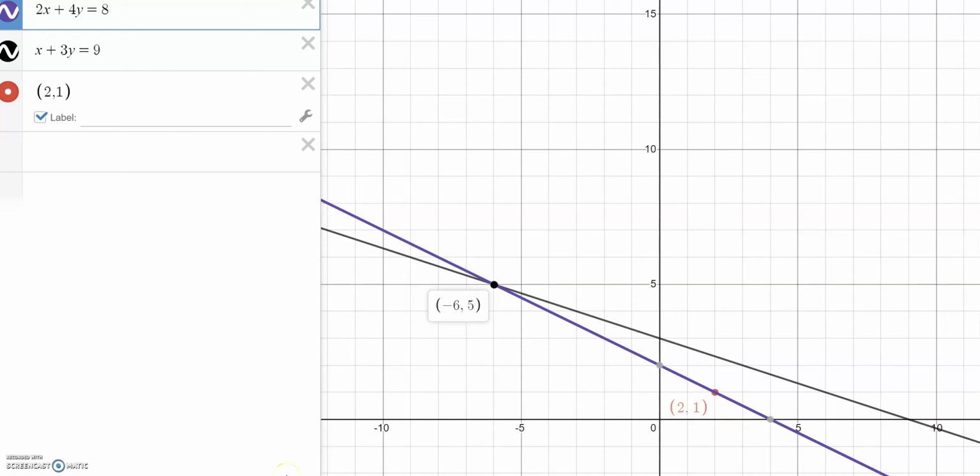In the next video, we'll be solving systems of equations using elimination, which is an algebraic method to solve for a solution.